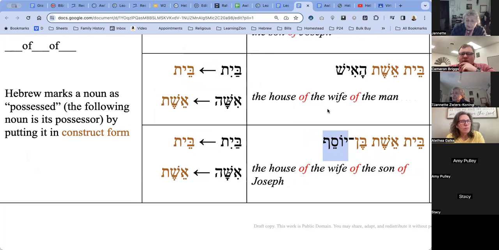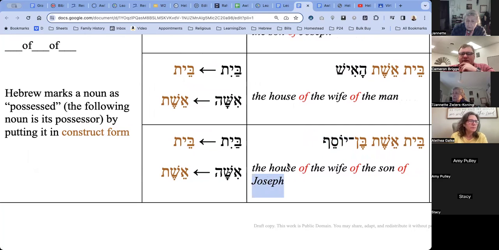Yeah, so this one seems to be a proper name versus "the man." So if it has a name, it doesn't have to get the ha. You don't say "the Jeanette." And so "of Joseph" would eliminate that "the." Yeah, I don't know. It's not super cut and dry to me just yet. So I was kind of confused.